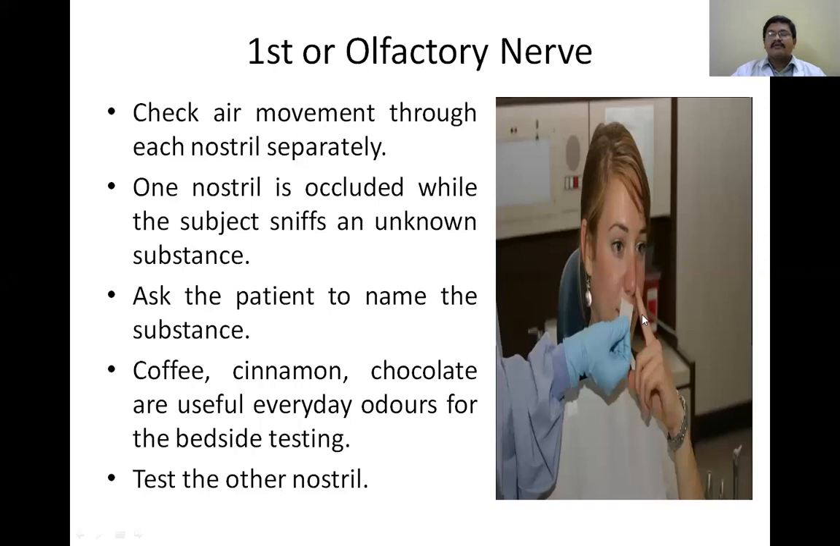Here they are using a tissue bottle. Suppose you are using bottles containing essence, you must label those bottles. You should not label with their generic name, but you have to label with the numbering 1, 2, 3, 4. You should not mention the name of the content on the bottle. Otherwise, suppose we are using the camphor and the subject is able to see, they can directly identify the substance without smelling. That is why we ask the subject to close the eyes.